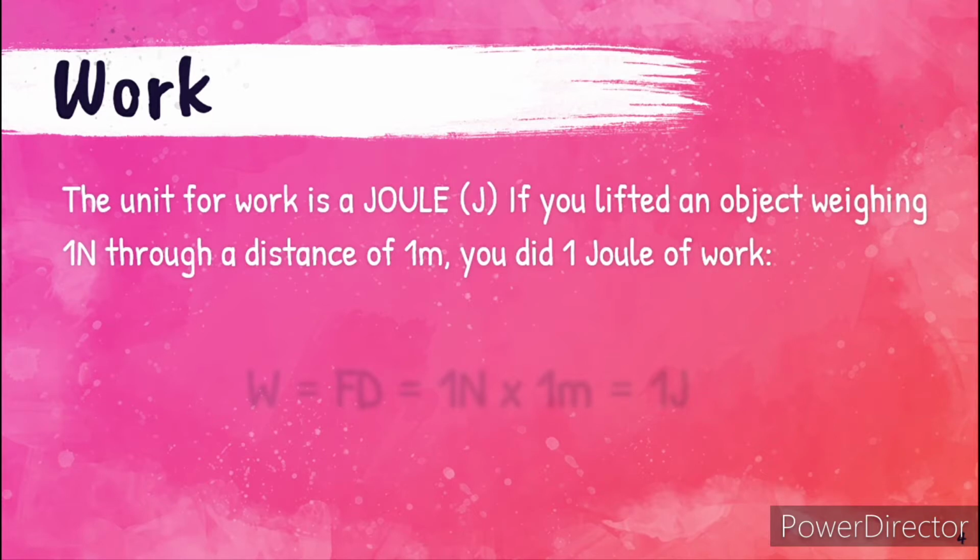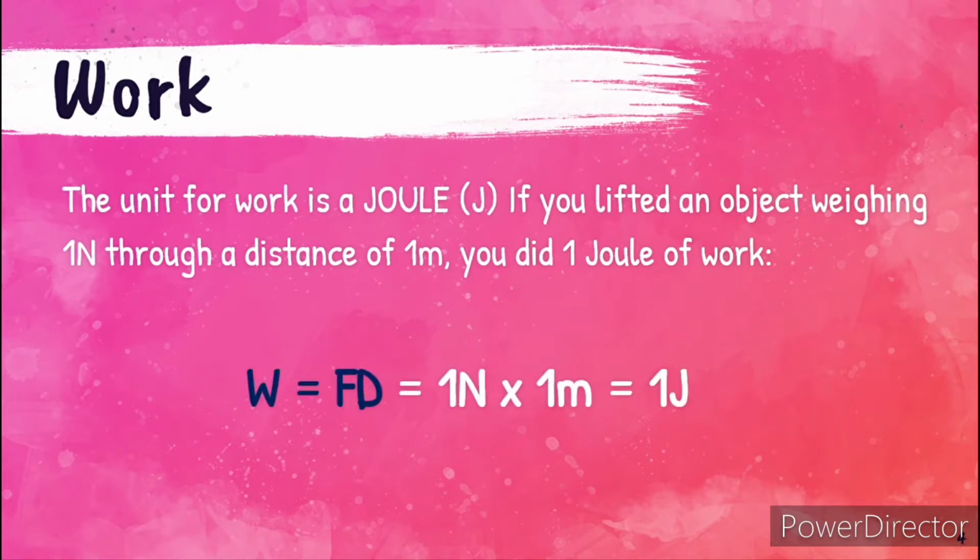If you lifted an object weighing 1 Newton through a distance of 1 meter, you did 1 joule of work. Since our formula is force times distance, 1 times 1 is equal to 1 joule. It can also be 1 Newton meter, and Newton meter can be converted into joule. This shows the proper use of units: when work is being looked for, it's always in terms of joule.